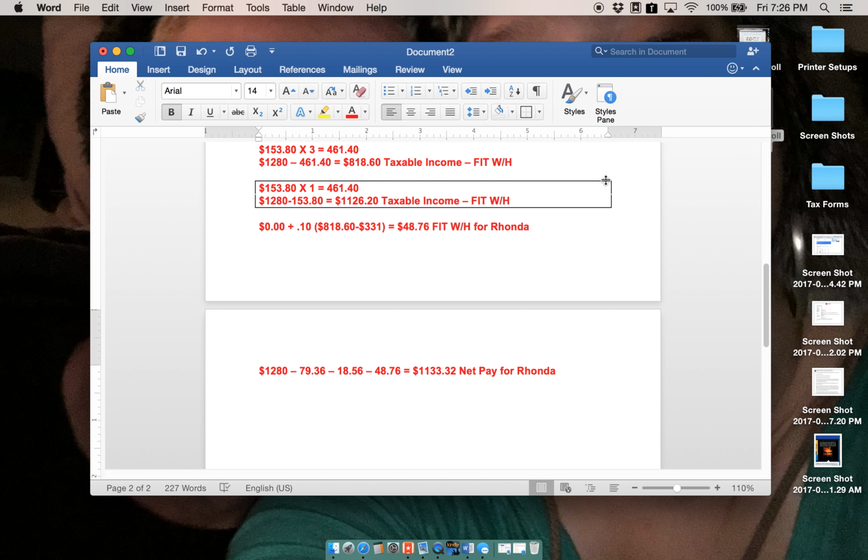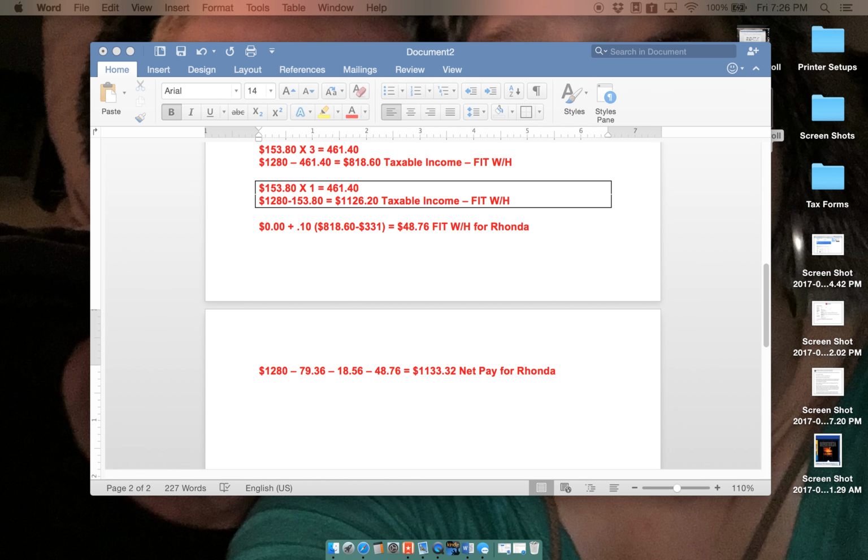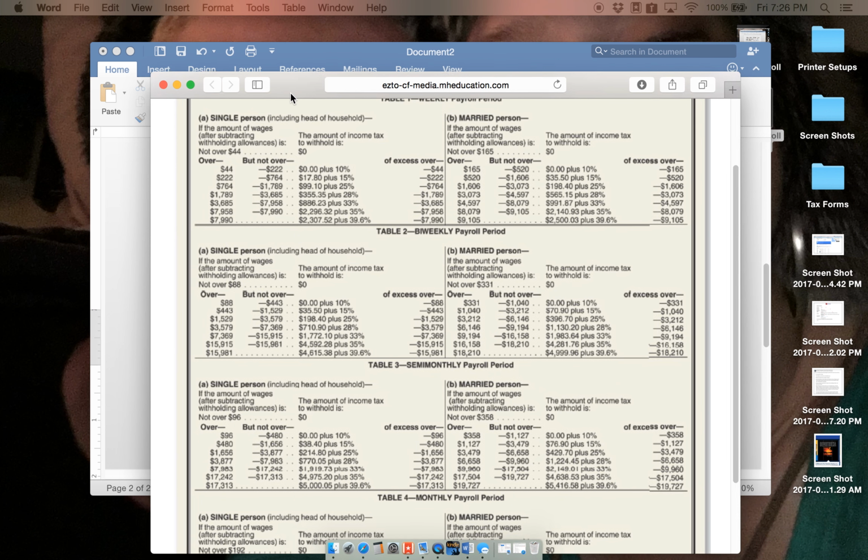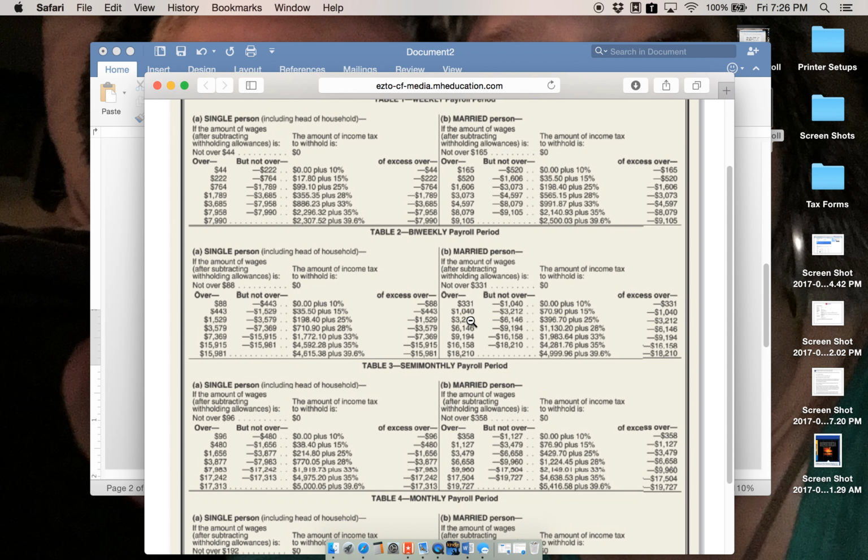And the last thing I want to do, just for comparison, is look at this other situation that we looked at, which has lower withholding. Okay, so we do the same thing. We take this taxable income of $1,126 and we look at where that falls in our table. So 1,126 is over this amount of 1,040, but it is not over 3,212. So notice it's a different formula than the one we just used. It's 70.90 plus 15% of the excess over 1,040.